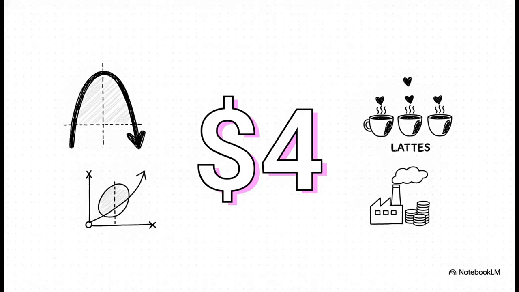To find that answer, we use our vertex formula. X equals negative b divided by 2a. We know from our function that b is 80 and a is negative 10, so let's plug those in. We get x equals negative 80 divided by 2 times negative 10. That simplifies to negative 80 divided by negative 20, and that gives us an answer of 4. The math is crystal clear. The single best price to charge for our latte, the price that will maximize our profit, is exactly $4.